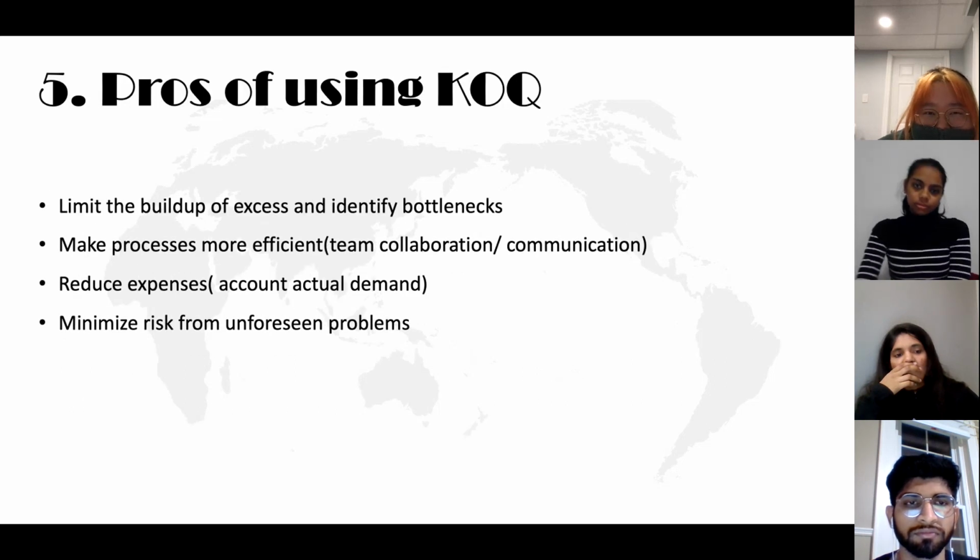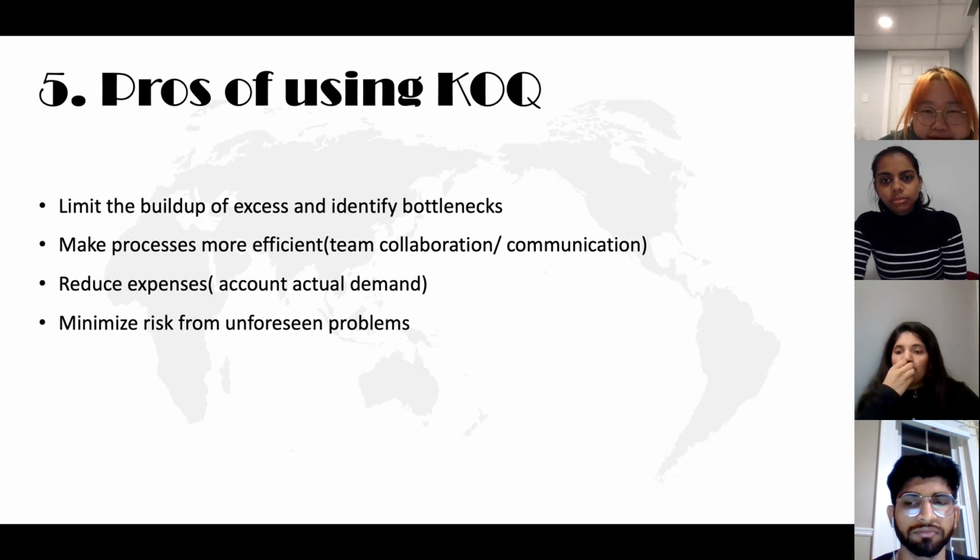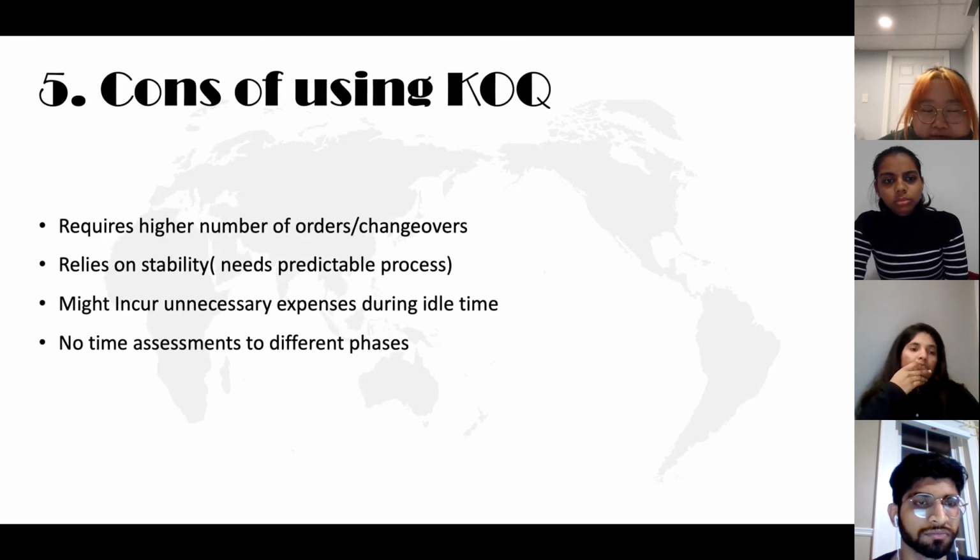The pros of using Kanban are that it limits the buildup of excess and identifies bottlenecks, makes processes more efficient through team collaboration and communication, reduces expenses because it accounts for actual demand, and minimizes risk from unforeseen problems. There are also some disadvantages: it requires a higher number of orders, relies on stability, needs a predictable process, might incur unnecessary expenses during idle time, and has no time assessments for different phases.